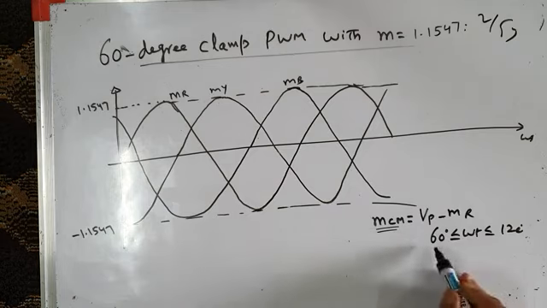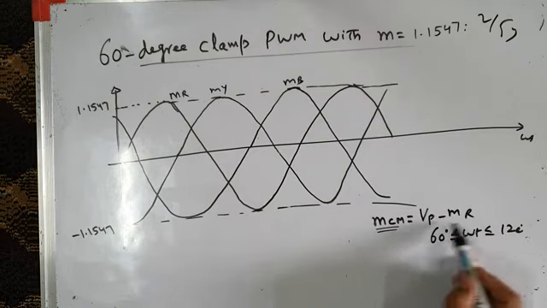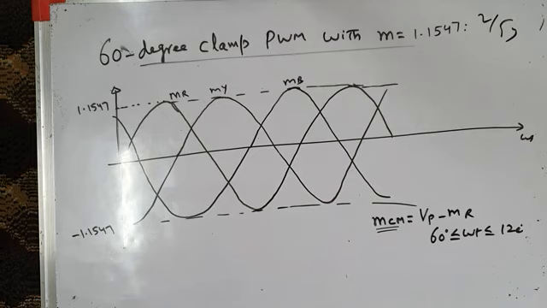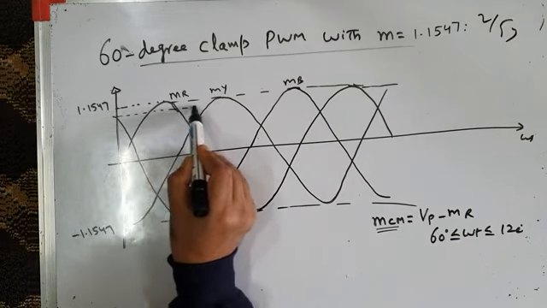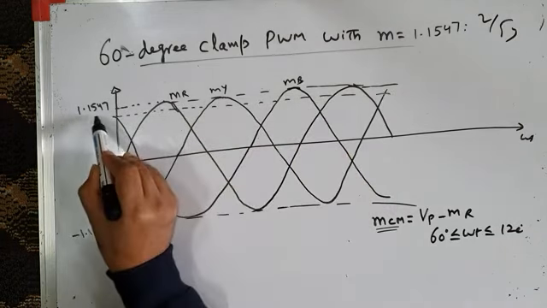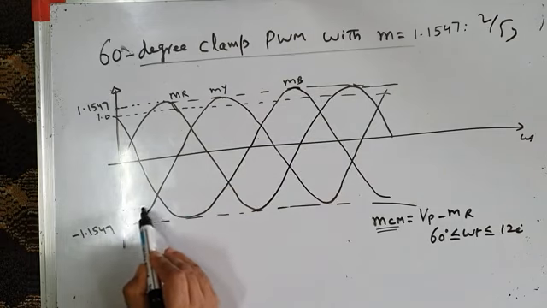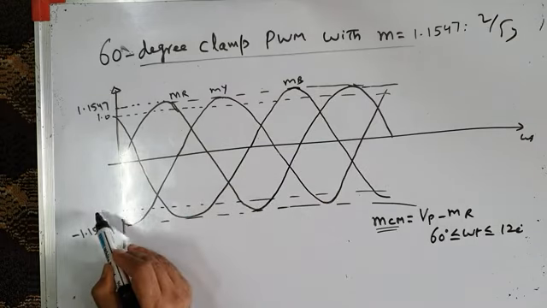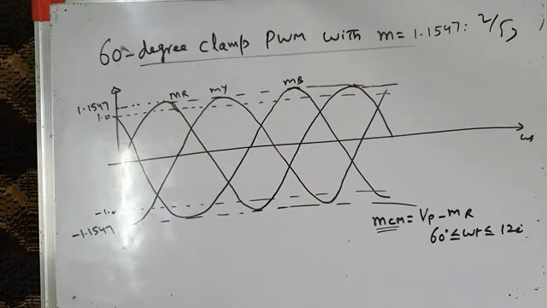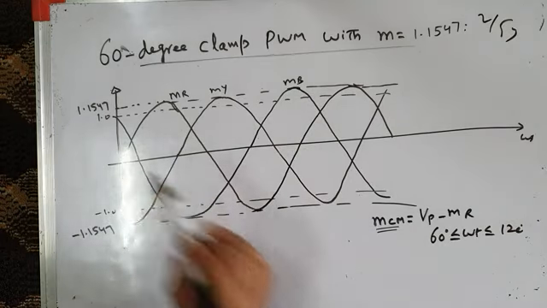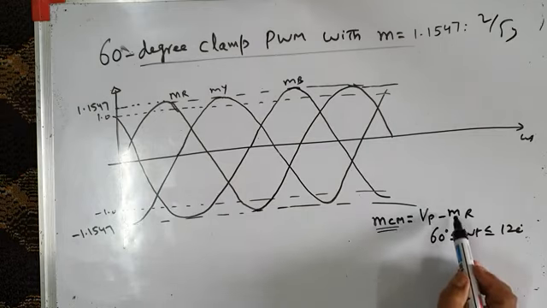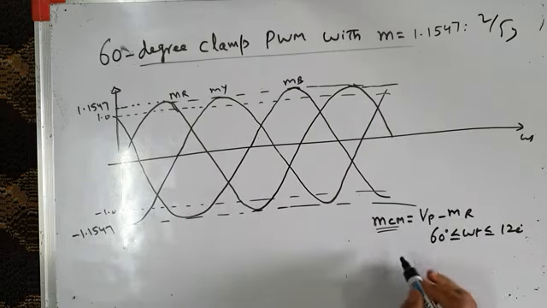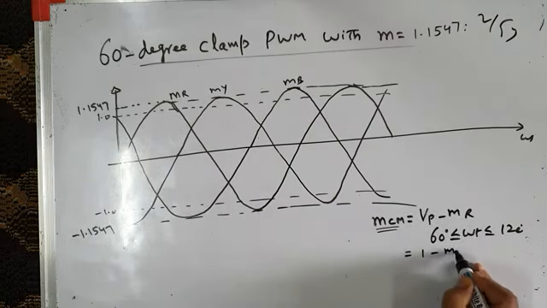Okay, so for doing this, this is the equation for calculating the common mode signal. Common mode signal from 60 to 120 degrees is given by Vp minus Mr. Okay, Vp is 1.0. Vp means peak value of the triangular carrier wave, and that is 1.0 plus Vp, and this is minus Vp, minus 1.0. Now we can start from here. What is my common mode signal? It is Vp minus this Mr. Okay, Vp is 1 minus Mr.